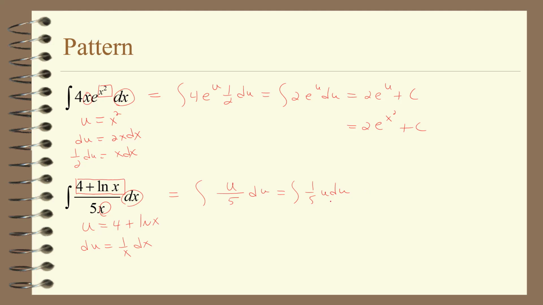And we know that would then be equal to, you take the u, we increase the power, and then we multiply by the reciprocal of that power. That would then be 1/10 u squared plus c. Just replacing u, you get 1/10 times (4 plus the natural log of x) squared plus c. And that's the antiderivative for that problem.